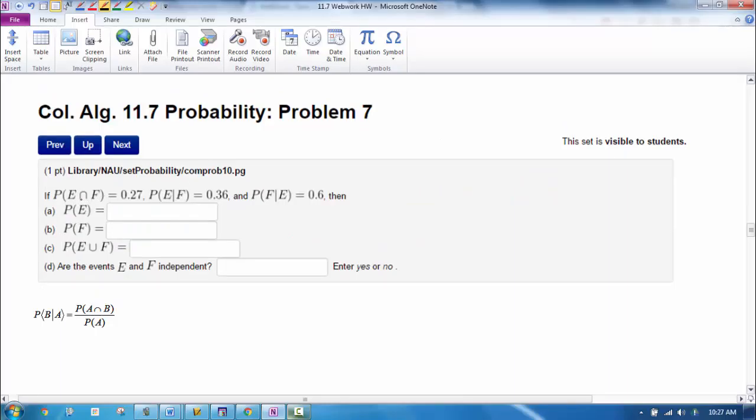Okay, the next problem gives the probability of E and F, the probability of E given F, and the probability of F given E. Now this is our formula for conditional probability. So I'm going to fill it out 2 different ways with both E and F.